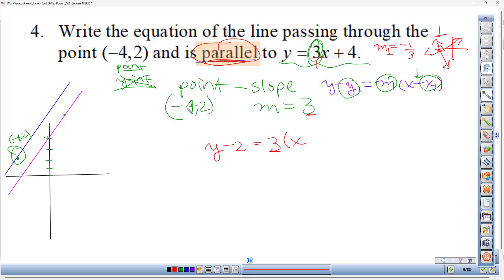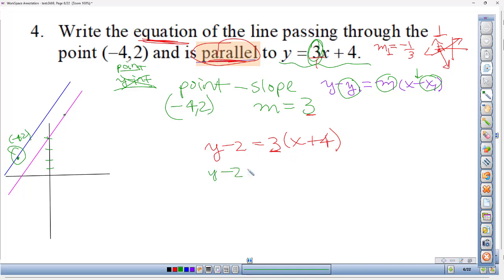And x, who is my x value? It's negative 4, so I'll write in positive 4. All right, we are almost there. We already have our equation. That's what they wanted. They wanted the equation. It's just not in slope-intercept form. So let's take it out of point-slope and put it in y equals mx plus b.